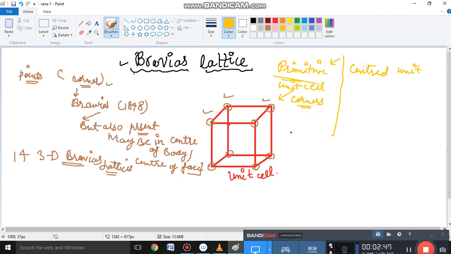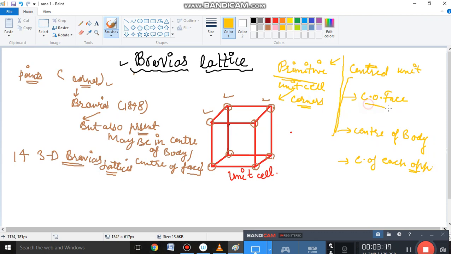Centered unit cell is a modified type of the primitive one, and in this the particles are not only present at the corners of the unit cell but may be present at the center of each face of the unit cell, maybe at the center of the body of the unit cell, or maybe at the center of each opposite face of the unit cell.